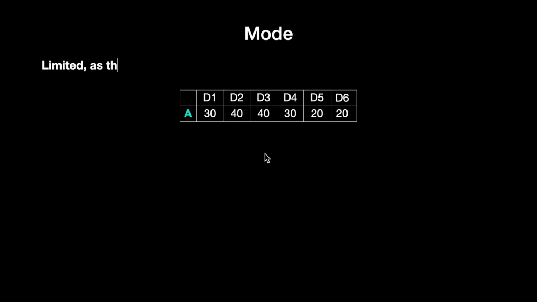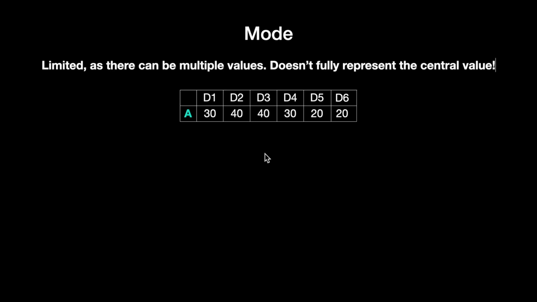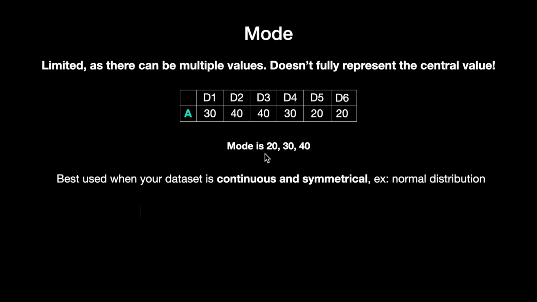Mode is limited as there can be multiple values, and in the starting, we've discussed the fact that central tendency tries to summarize your entire dataset into a singular value. So, mode in most cases doesn't fully represent the entire dataset or the central value.